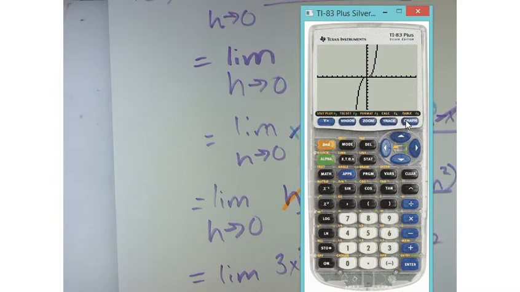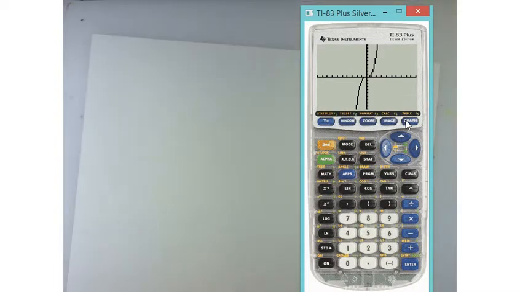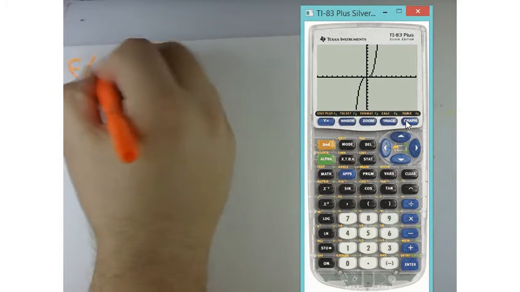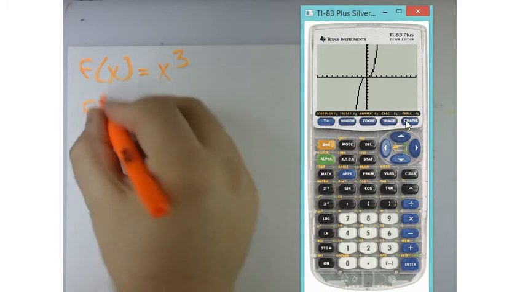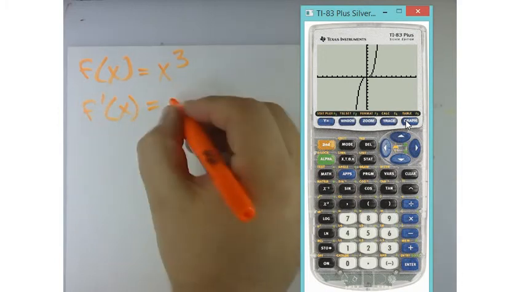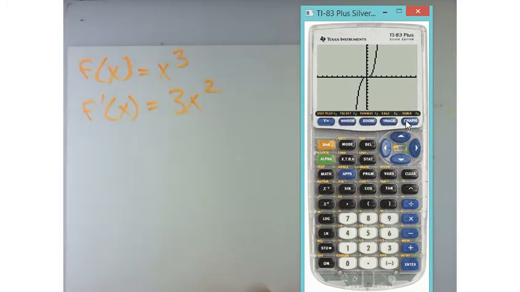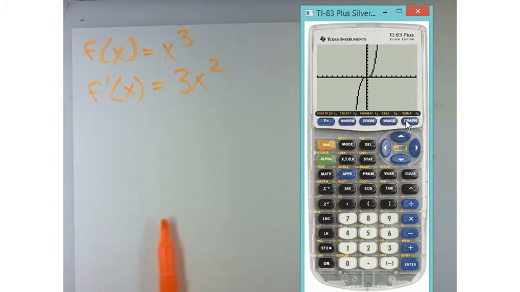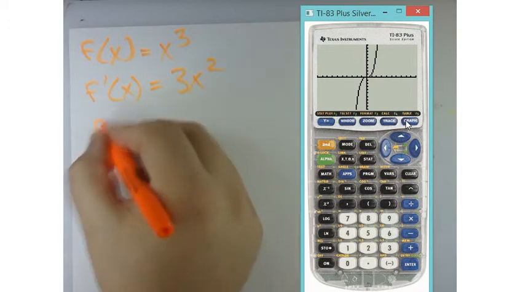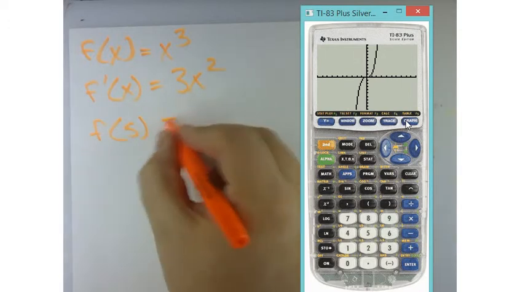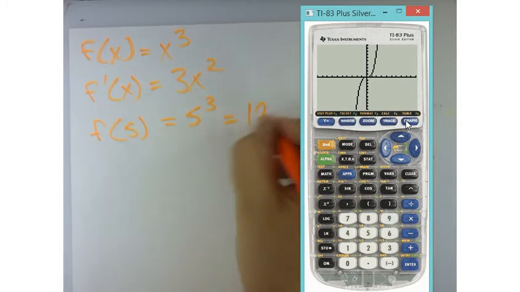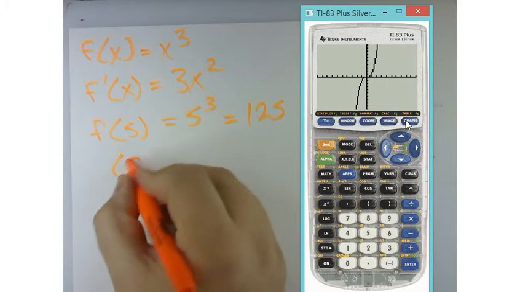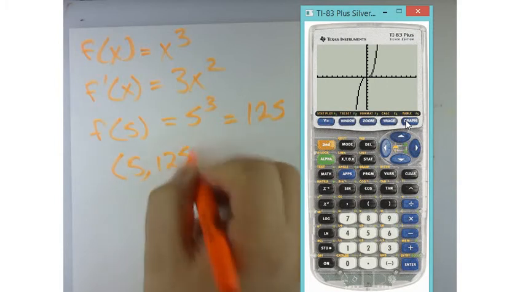so let me write this down on a piece of paper. I said that f of x was x cubed. Then I said f prime of x was equal to 3x squared. Somebody give me a number for x. Let's do 5. Well, I don't want it to be too big. So I've got 5 cubed, which is 125. That means that the point 5 comma 125 exists on my graph.